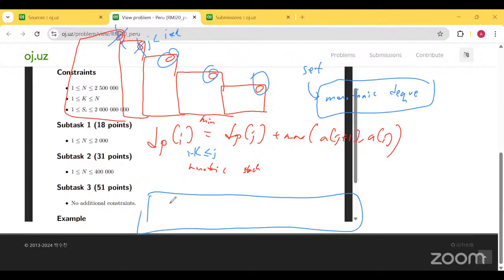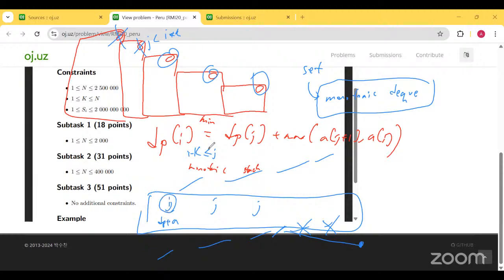So we are storing the index j and the value. It is sorted, j is always increasing, and this is also increasing. So if we have a new value that is less than this, just pop this, pop this. So it is still increasing, right? And now we can make sure that the minimum one is in the front.